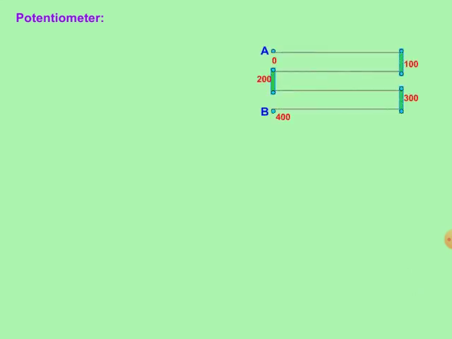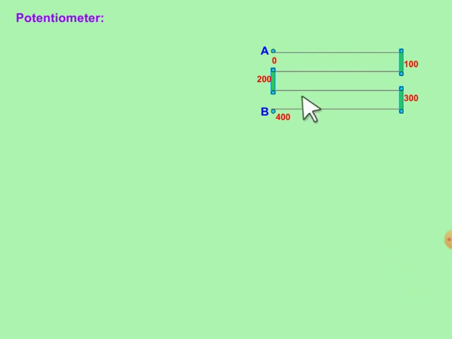Now let's go to the potentiometer. The potentiometer is also a device, and the principle used in it is that the potential difference across any two points on the potentiometer wire is directly proportional to its length. If you take any two points on the wire, the potential difference between them is directly proportional to its length.